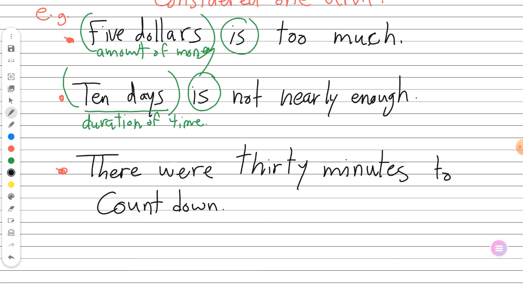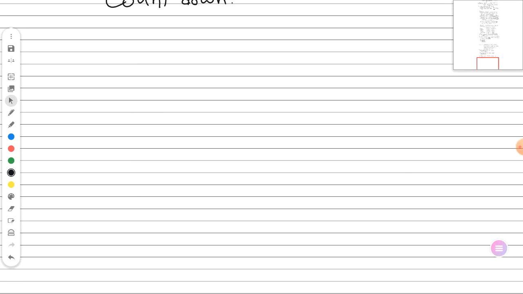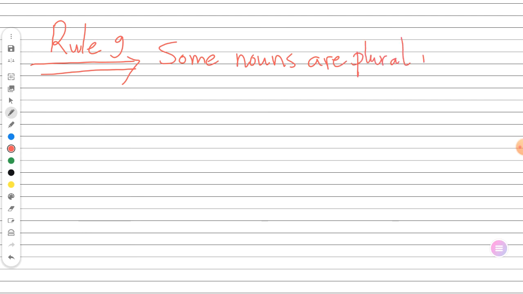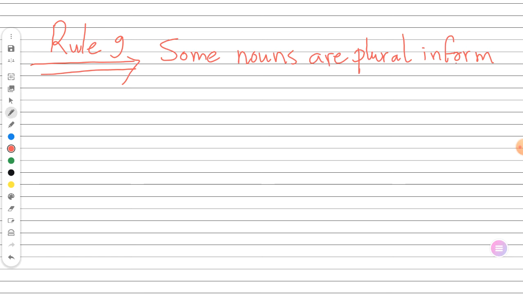Okay. Rule number 9. Some nouns are plural in form, but they are singular in meaning. Like what?